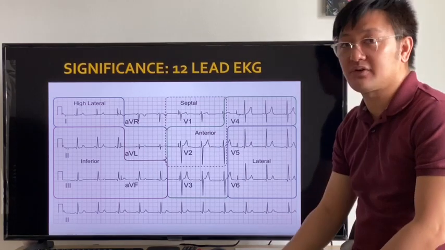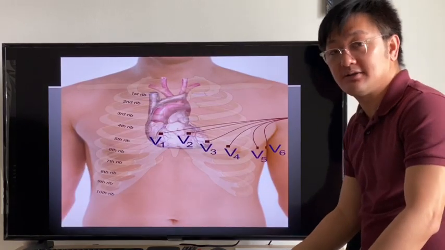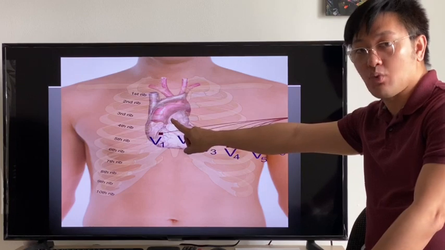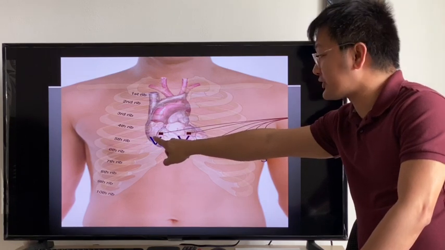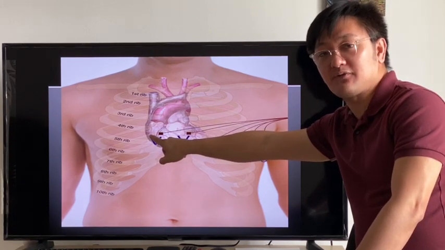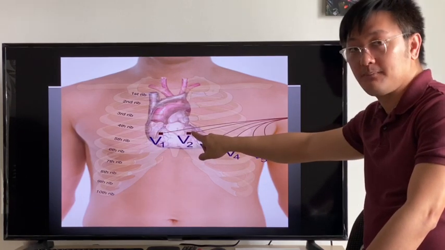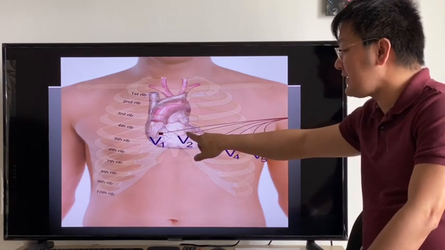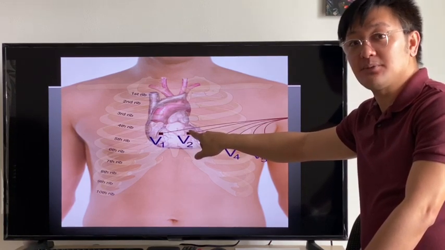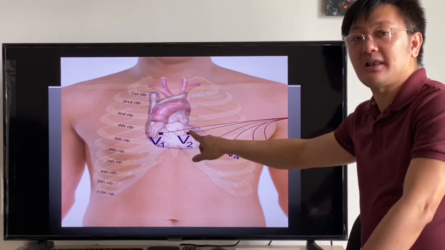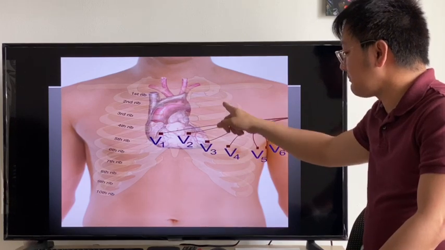What about the placement of your vector leads? The vector leads or precordial leads are your V1 to V6. V1, or precordial lead 1, is placed on the fourth intercostal space on the right sternal border. V2 is placed in front of your V1, and where's that? Fourth intercostal space on the left sternal border. Once you're done placing V1 and V2, you skip V3 and proceed to V4. V4 is placed on the fifth intercostal space, left midclavicular line.